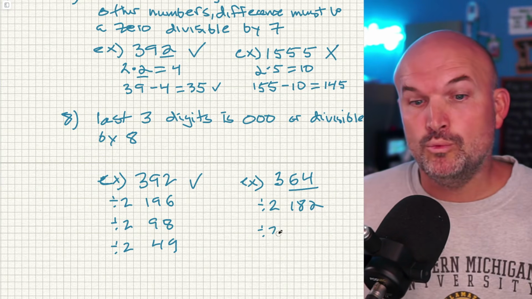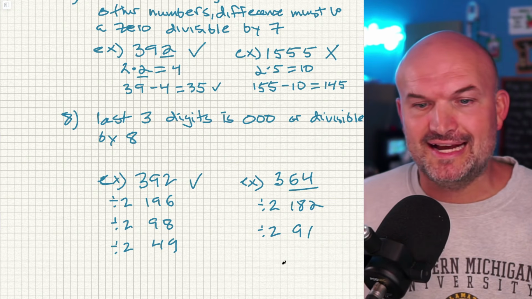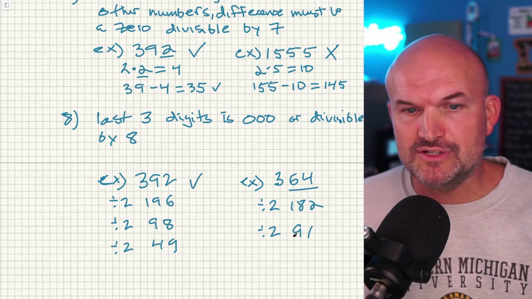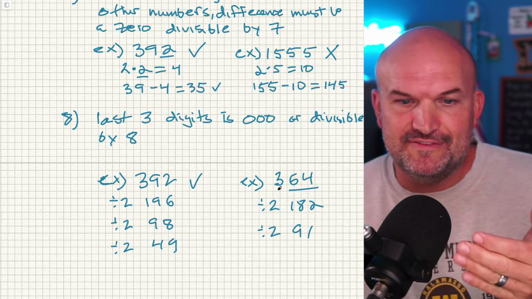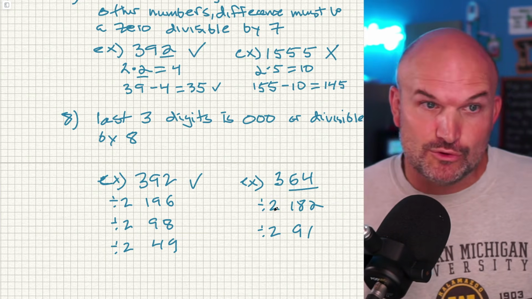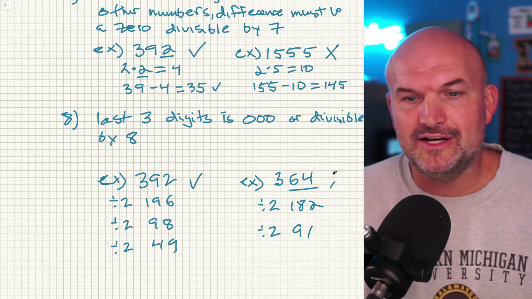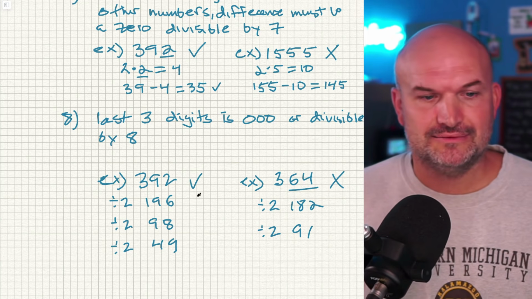Then if I divide by 2 one more time, I'm only going to get 91. I can't divide that a third time. So therefore, if it's not divisible by 2 three times, or 2 cubed, then I know it's not going to be divisible by 8.